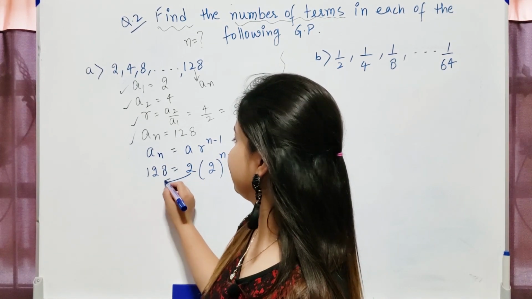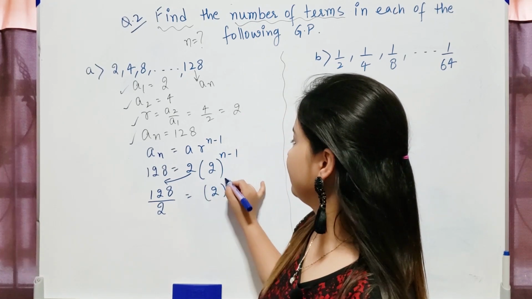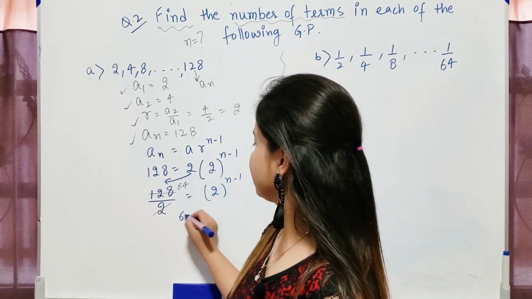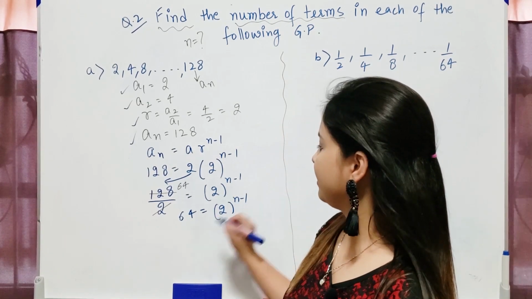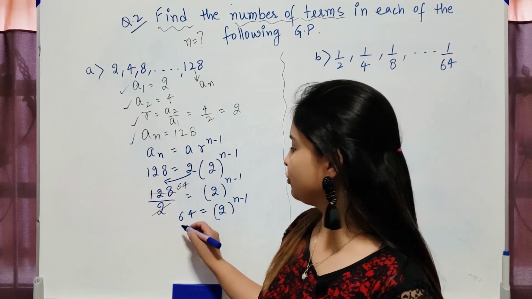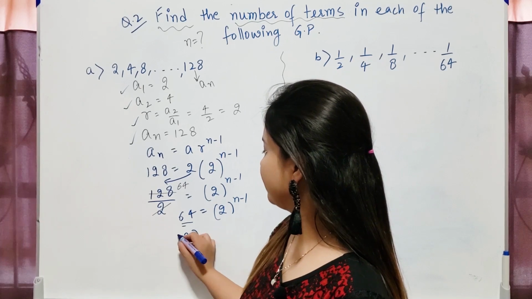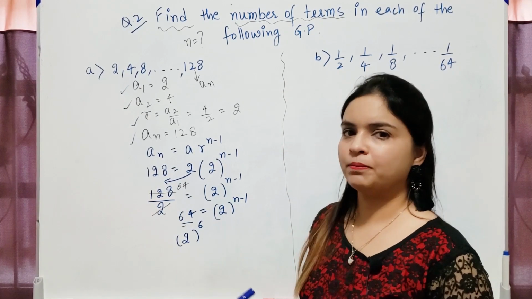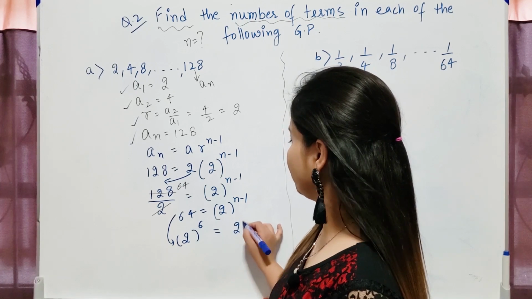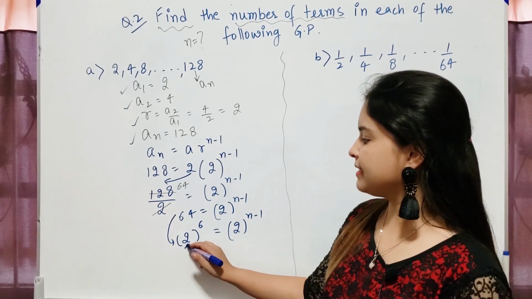I will take this 2 on the other side. This will become 128 over 2 is 2 raised to power n minus 1. This will be 64. So 64 is 2 raised to power n minus 1. Now on the left side, I have to change 64 into 2 raised to power something. So 2 raised to power 6 is 64. So I can write 64 as 2 raised to power 6 is equal to 2 raised to power n minus 1.